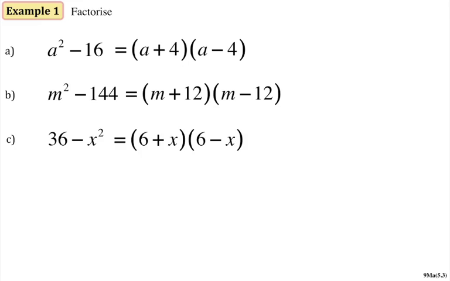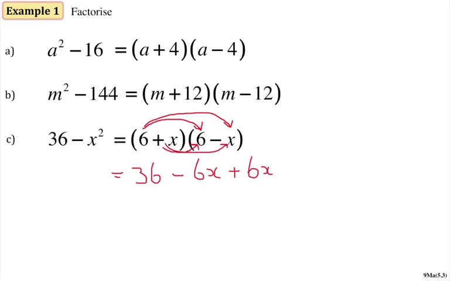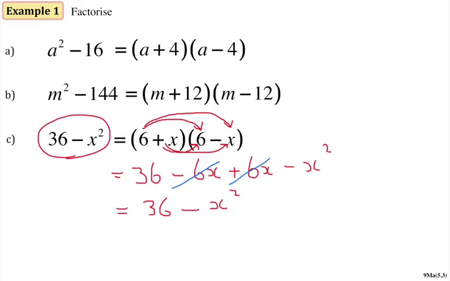And just so we can see it work, let's times this out. What's 6 times 6? 36. What's 6 times minus X? Minus 6X. What's X times 6? Plus 6X. And what's X times minus X? Minus X squared. And when you look at it, a minus 6x and a plus 6x cancel each other out, which means we end up with 36 minus x squared. And that is what we began with.